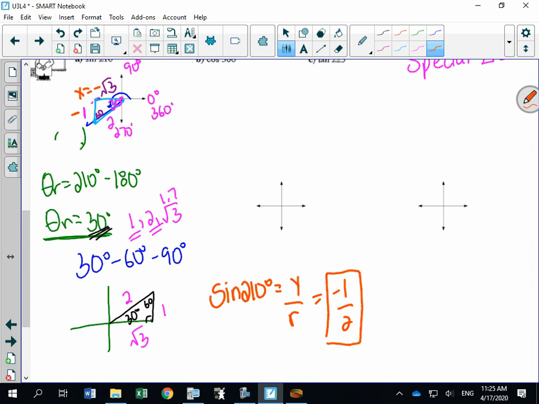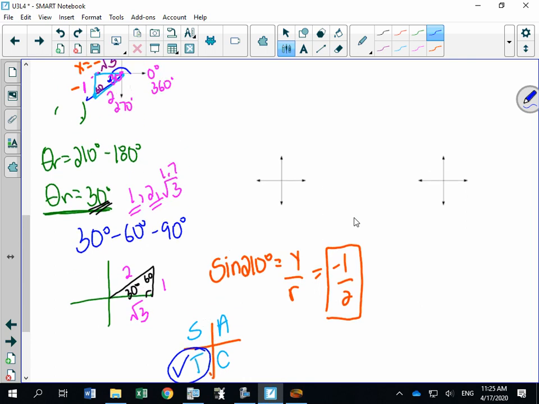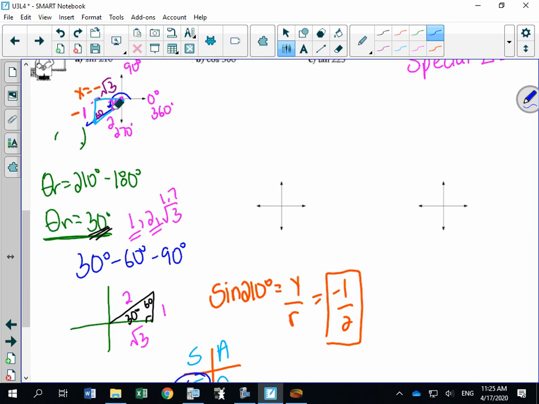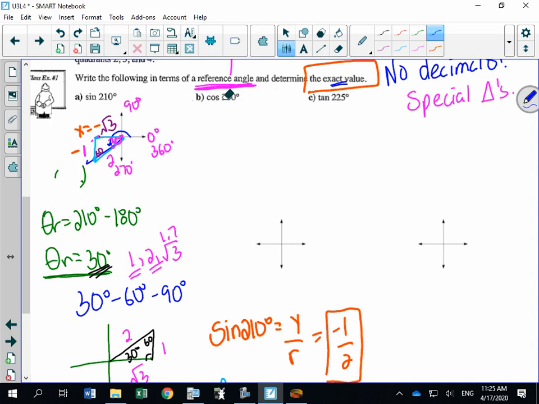And then let's check according to our CAST rule if I'm right. According to our CAST rule, we are in quadrant 3. The only ratio that is positive in this quadrant is tan, so sine is negative. Okay? So again, a lot of information there. Try B with me and then see if it starts to click after B.